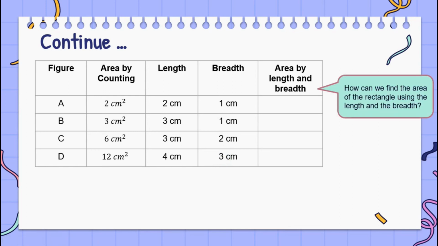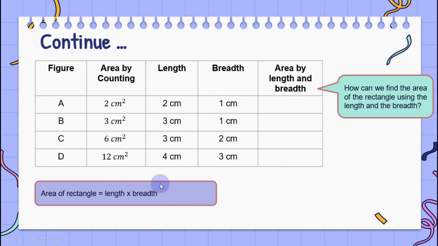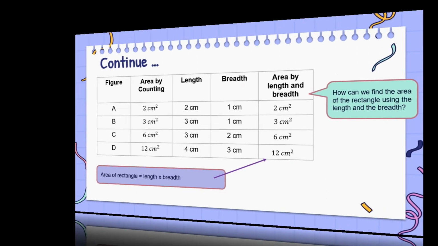How can we find the area of rectangle using the length and breadth? Of course, by using this we can find 2, 3, 6, 12. It comes from 2 times 1, 3 times 1, 3 times 2, 4 times 3. So, 2, 3, 6, 12.